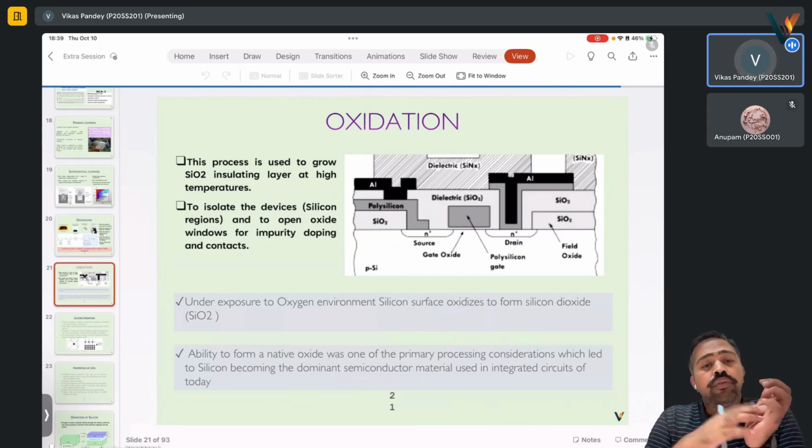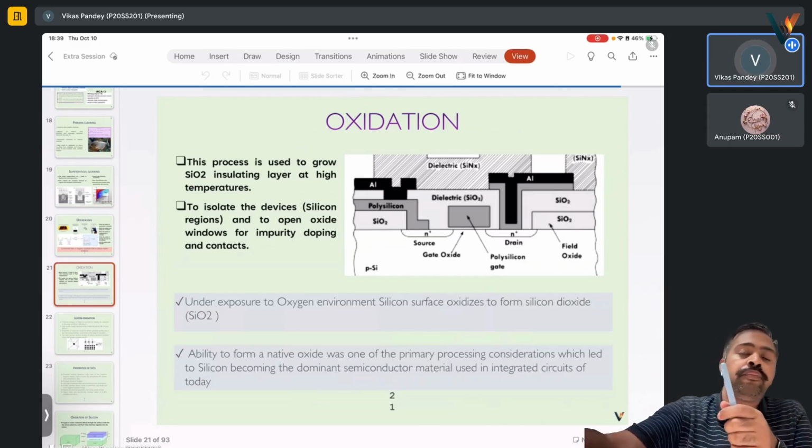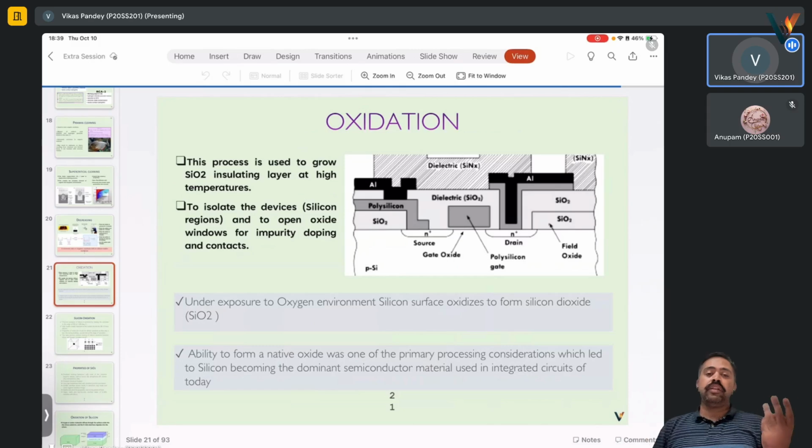A lot of uses are there, but there are two ways in which it has to be transferred onto the wafer. One is it can be grown over the wafer, that is oxidation. The other is deposition, that we'll see later on. And we have seen the PVD and CVD methods that can be used. It is used to isolate devices and to open oxide windows for impurity doping and contact. And it is used as a hard mask at many places.